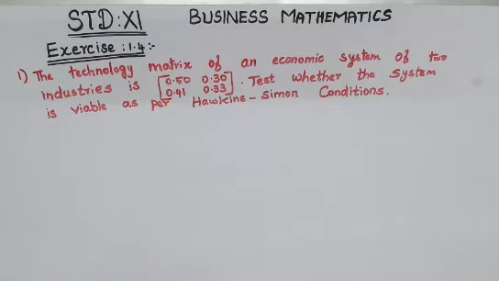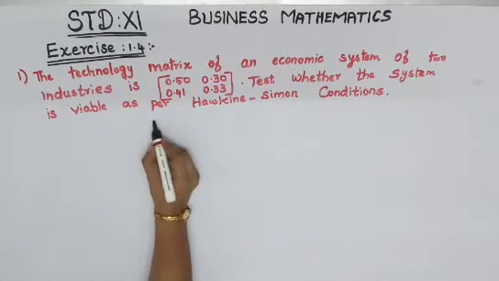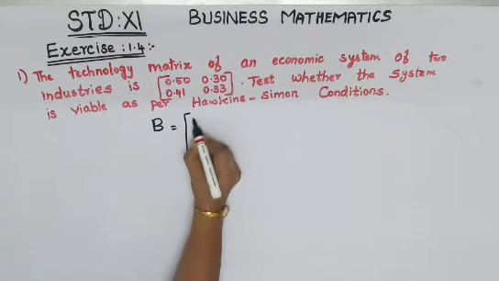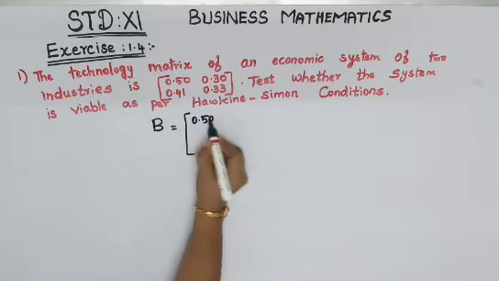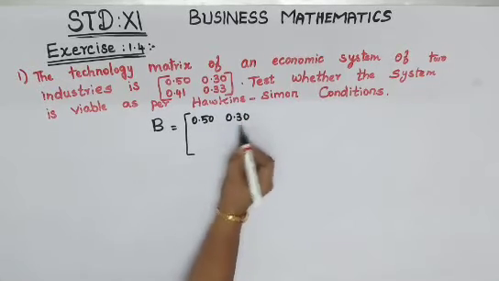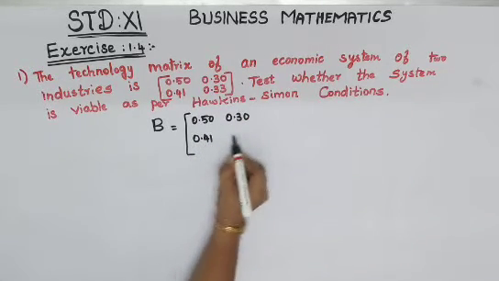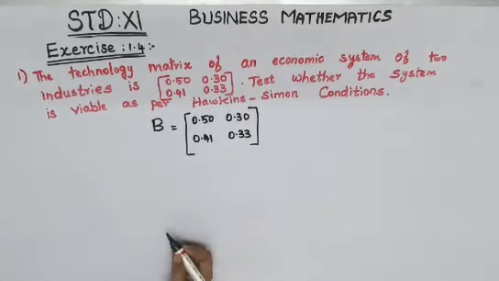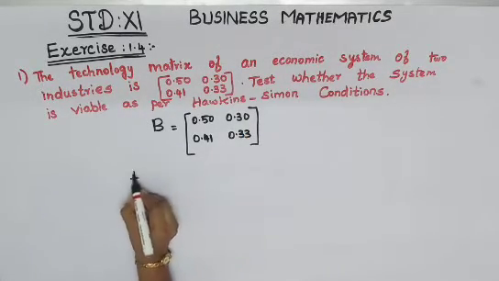So first we will declare whatever matrix is given, we will just write it as B is equal to the given matrix. So 0.50, 0.30, 0.41 and 0.33. The next step in the Hawkins-Simon condition is you have to find I minus B.